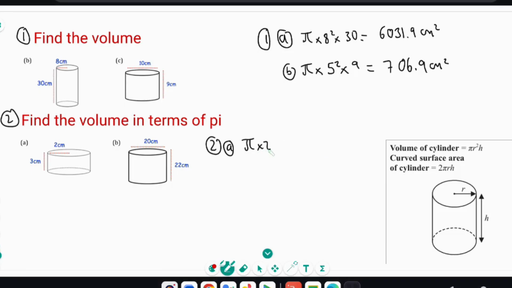Find the volume in terms of pi. Pi times 2 squared times h. 2 squared times 3 is 12, so 12 pi. And B, pi times 10 squared, because the radius is 10, times 22. 10 squared is 100. 100 times 22, 2,200 pi.